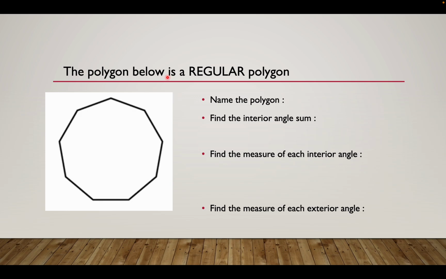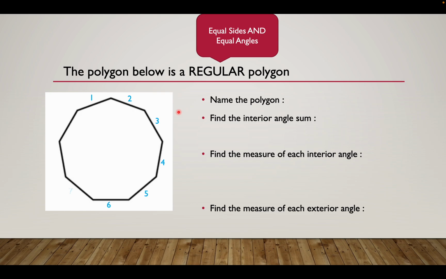So the polygon below is a regular polygon. Remember, a regular polygon means equal sides and equal angles. This fact, equal angles, is what we're going to be using the most. If we need to name the polygon, we need to count the sides. As I go around this polygon and count the sides, there are a total of 9 sides. So a 9-sided polygon, if you need to go back to the video, was called a nonagon.